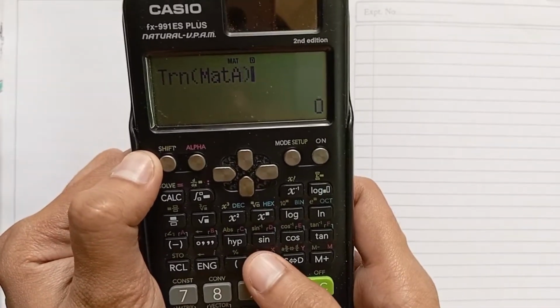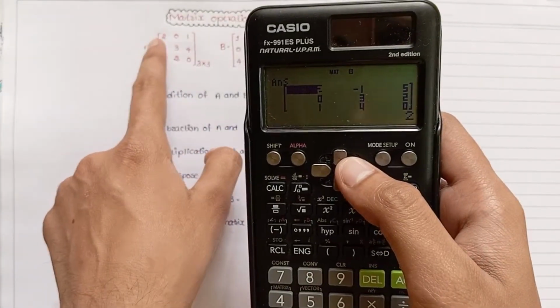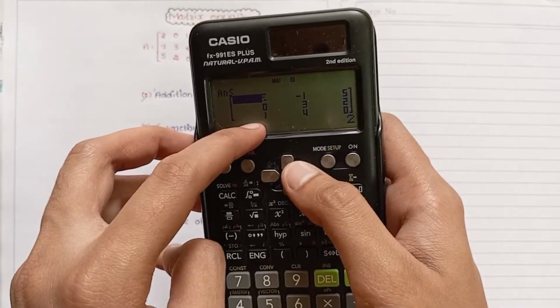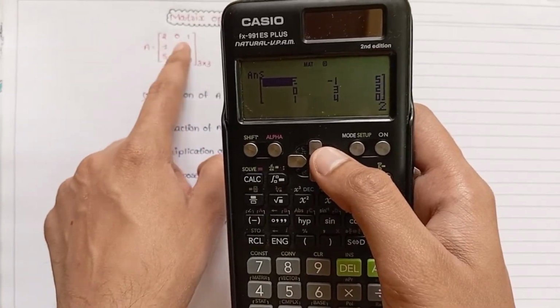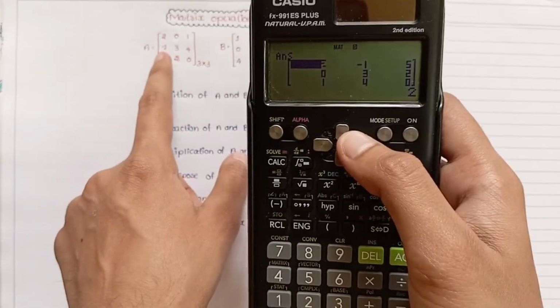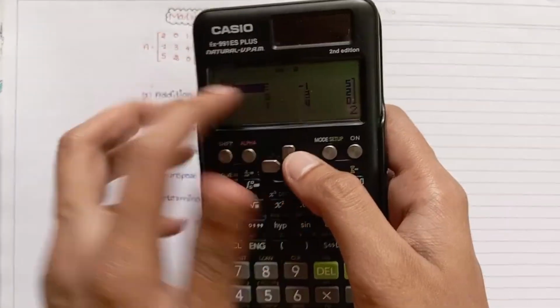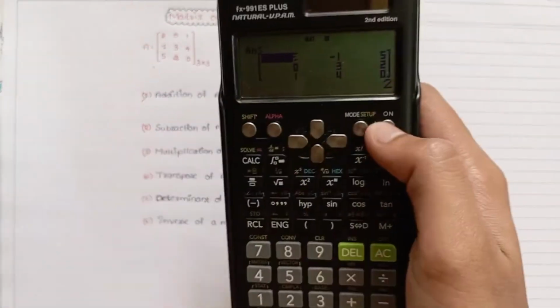Okay, now we will get transpose of matrix A: 2 0 1. Here it is horizontal 2 0 1, and here it comes vertically, 2 0 1. Same, minus 1 3 4, minus 1 3 4, 5 2 0, 5 2 0. Okay.